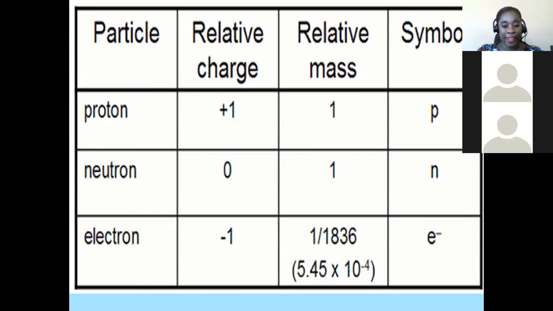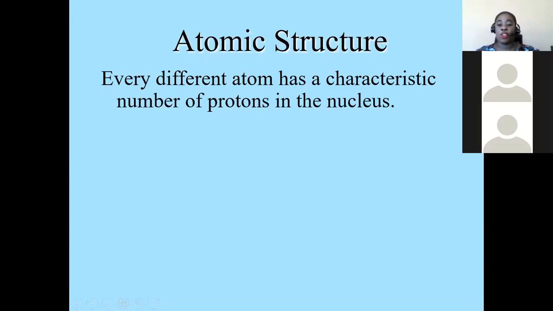Perfect. Now, every different atom has a characteristic number of protons in the nucleus. So that's what makes that atom unique, because they'll have a specific number of protons, specific number of neutrons, and specific number of electrons. And I'm going to be showing you in this class how we identify how many protons, how many neutrons, and how many electrons a particular atom has. But by now, you should know the names of the first 20 elements of the periodic table.